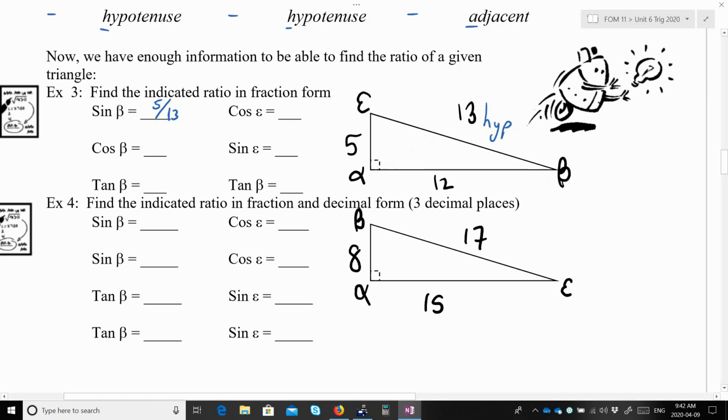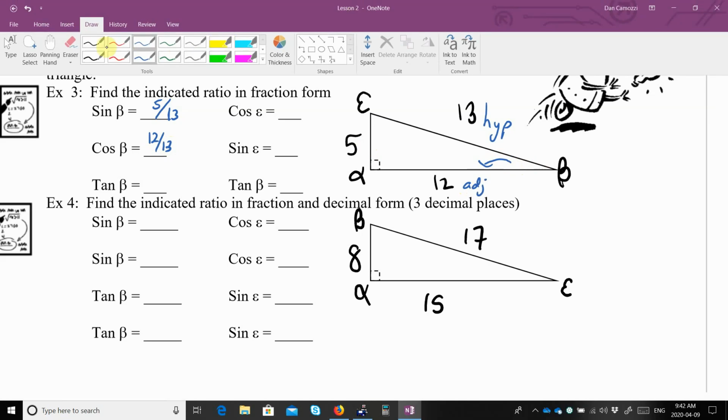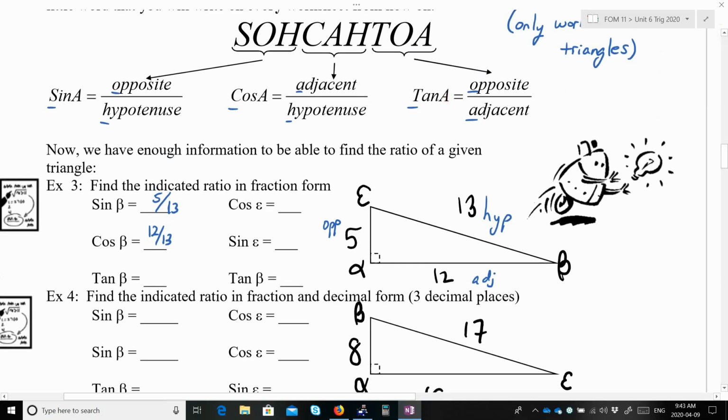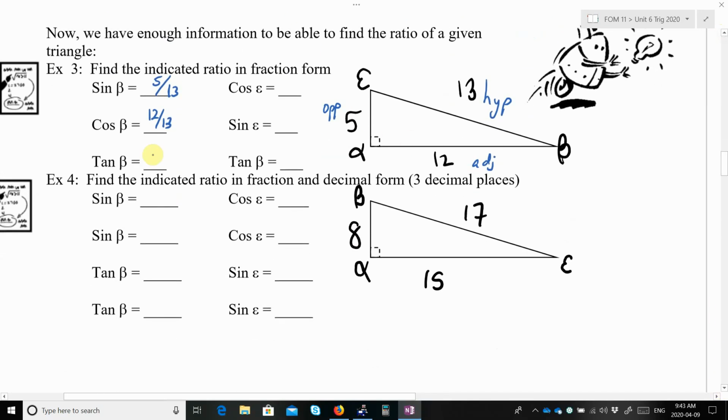Cos beta, cos is adjacent over hypotenuse, so if the 5 was the opposite, the adjacent would be here. Cos beta is 12 over 13. And finally, tan beta, if you go up here, tan is opposite over adjacent. The opposite side to beta is 5, and the adjacent is 12.